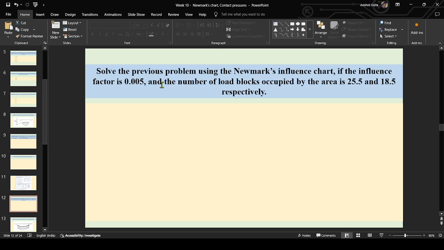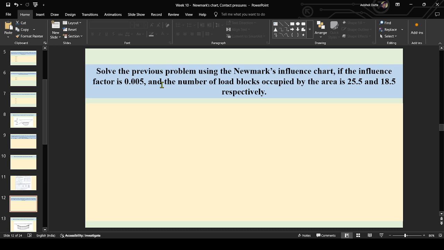25.5 and 18.5 respectively. That means in the first scenario, that is for the center, when you are placing the center of the loaded area on the center of the Newmark's influence chart, then there are 25.5 load blocks occupied by the rectangular area. Now for the corner, when I am placing the corner of the rectangular area on the center of the Newmark's influence chart, then the number of load blocks occupied by the rectangular area is 18.5.